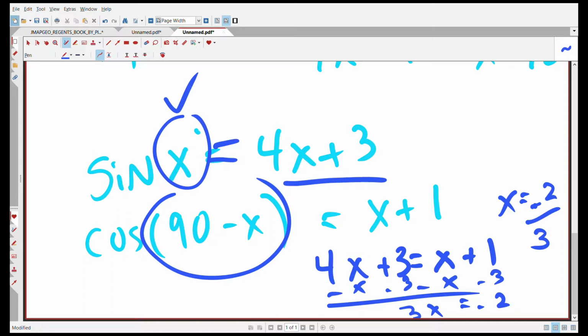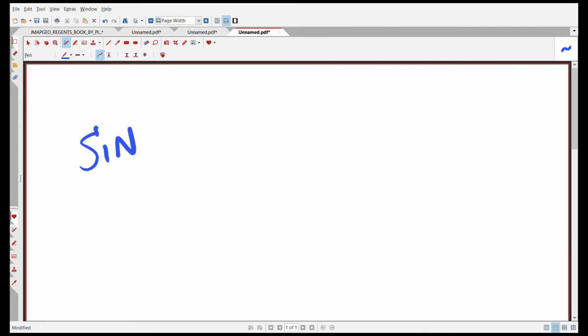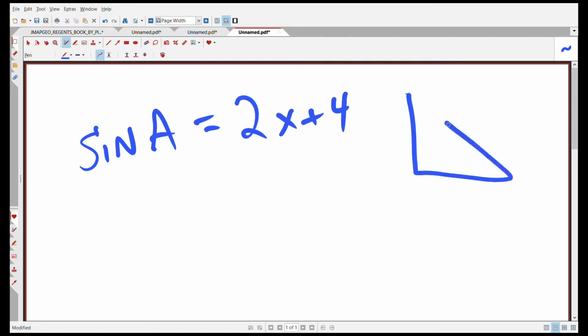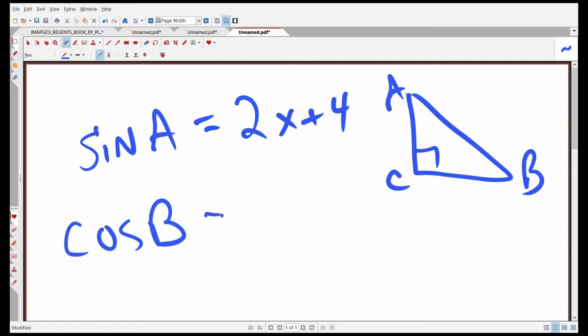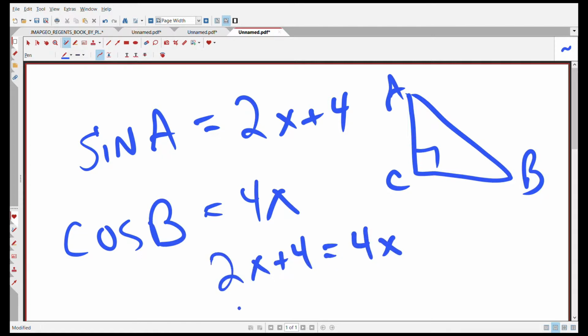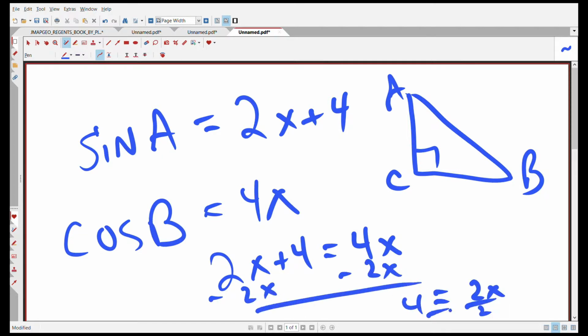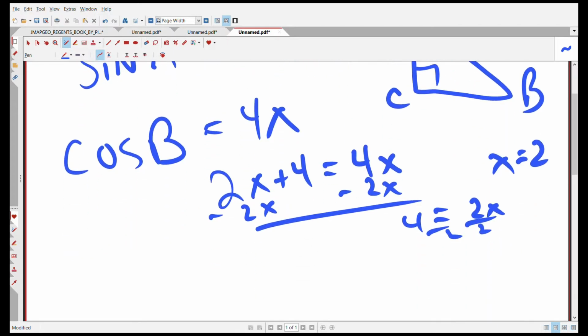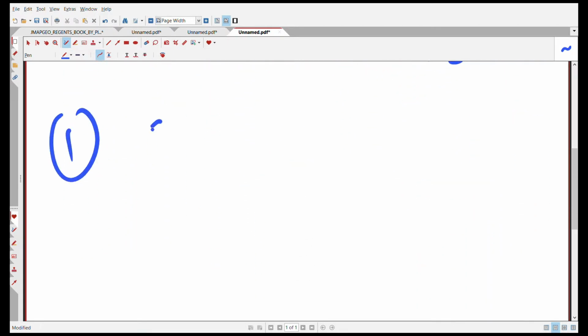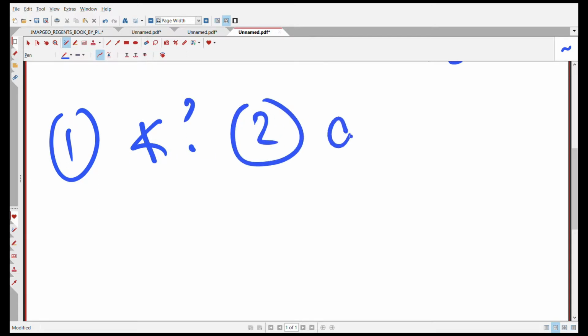I'll do another one of these. The sine of A equals 2x plus 4, and I'm giving you this right triangle here, and the cos of B equals 4x. Here, we're not given the angles, we're given the answers. The answers are equal to each other. So I'm going to bring the 2x that way, and I'm going to get 4 equals 2x. So when you divide by 2, x equals 2. So again, you have to ask the question, do they want the angle or do they want the answer?